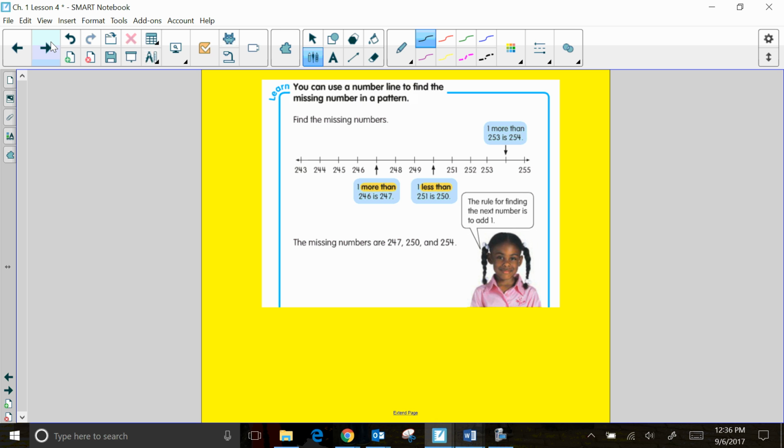We can also use number lines to help us find patterns or missing numbers. Here, if we look at our number line, we're counting by ones, and we start at 243. We have a missing number right here in our pattern, and we have a missing number right here in our pattern. It says one more than 246 is 247. One less than 251 is 250. So our rule for finding the next number was just to add 1.